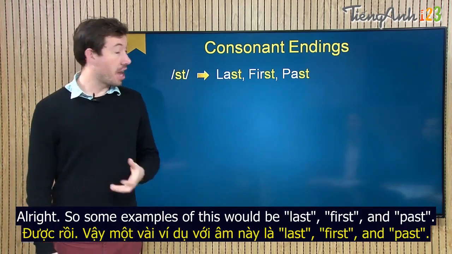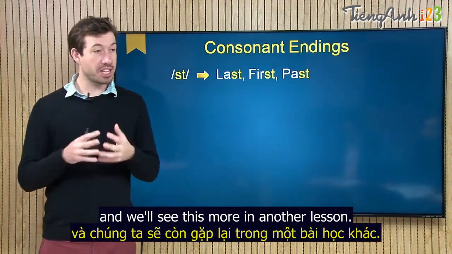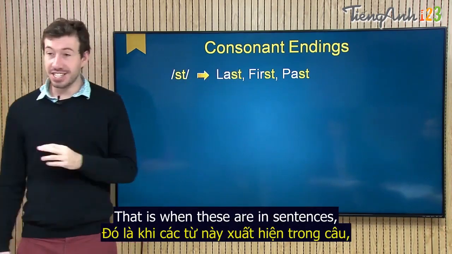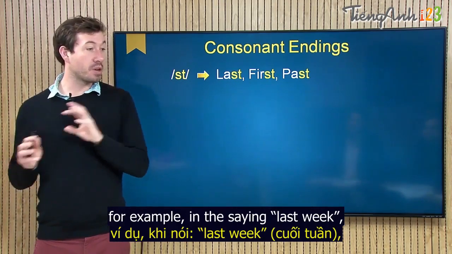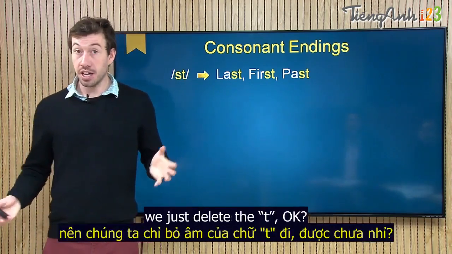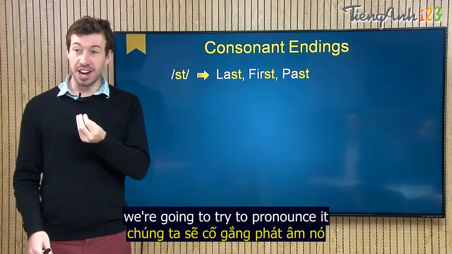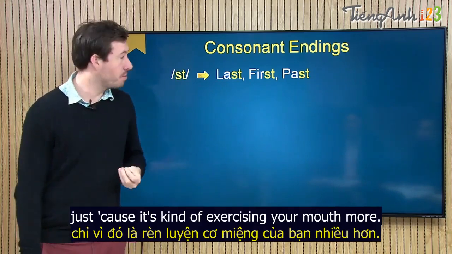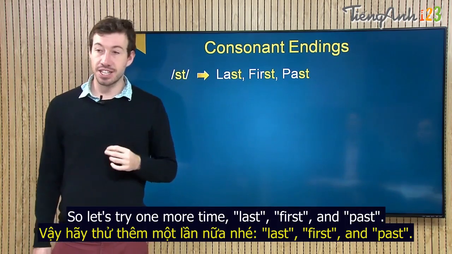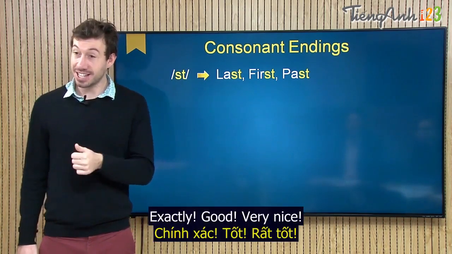first, and past. Now, something that's important to remember here, and we'll see this more in another lesson, is that when these are in sentences, for example, in last week, we don't actually say the t. We don't go last week. A lot of the time, because it's easier, we just delete the t. But for this lesson, we're going to try to pronounce it because it's exercising your mouth more. So let's try it one more time. Last, first, and past. Exactly, good, very nice.